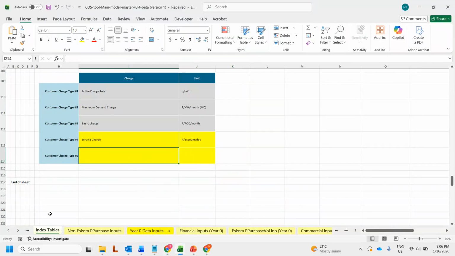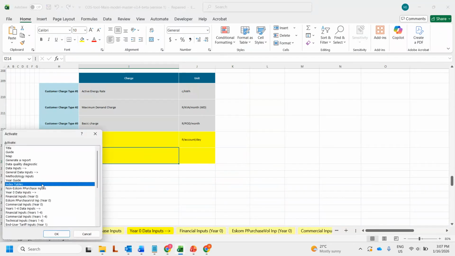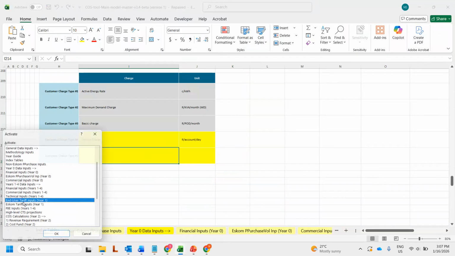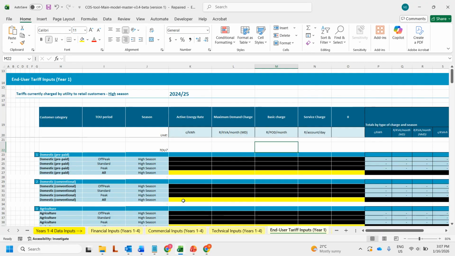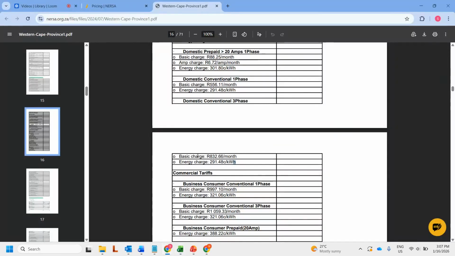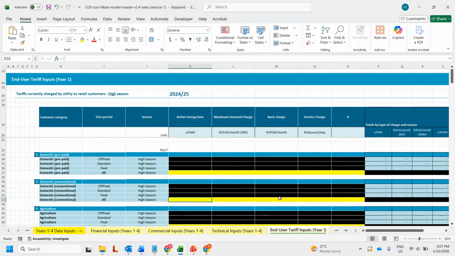Just delete that for now. So if we go down to the end user tariffs, we would then go to domestic conventional. We would say that the basic charge is 832 Rand a month. So I go here to basic charge. I go 832.